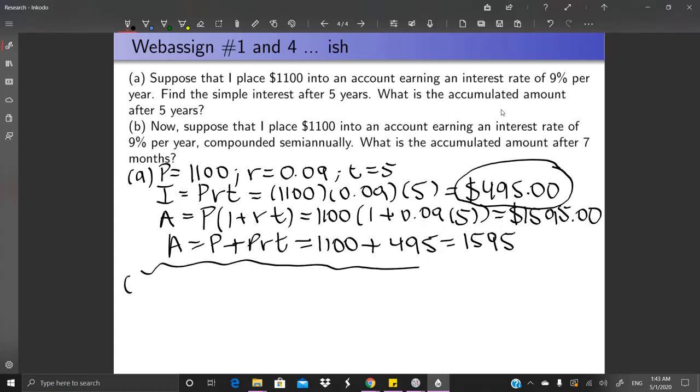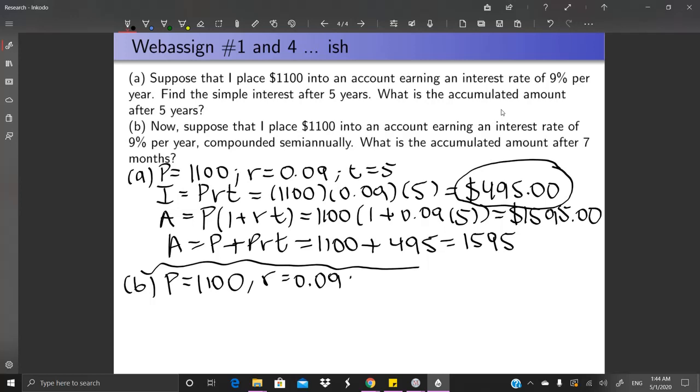Now let's do part B. Suppose I place $1,100 into an account earning an interest rate of 9% per year. So far, same thing. P is still equal to 1,100, and R is equal to 0.09. And then it's compounded semi-annually. That's how we know this is the difference between part A, which was asking about simple interest, and part B, which is compound interest.